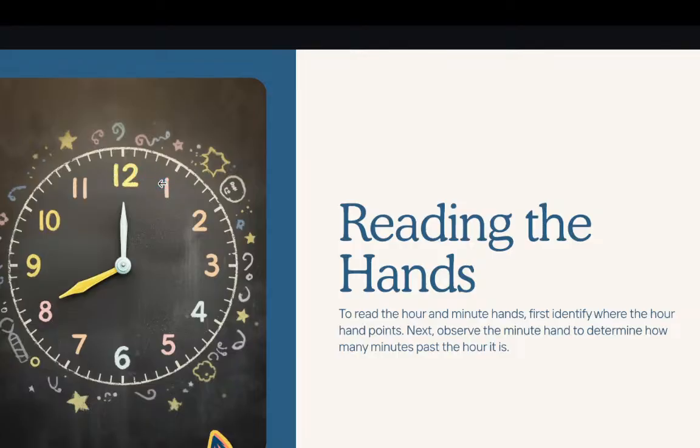So when the minute hand reaches the 12 again, that means 1 full hour has passed. That means the clock moves to the next hour. Understanding minutes past helps us describe time clearly and accurately, which means correctly.